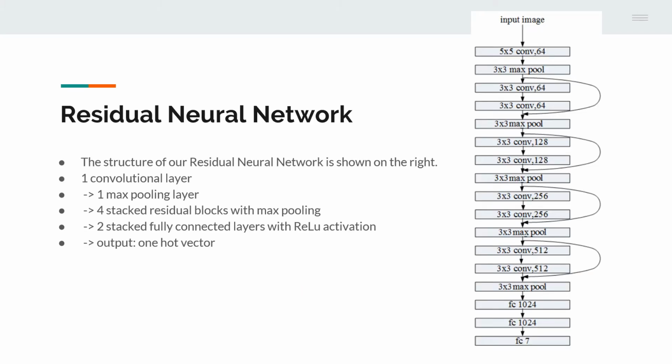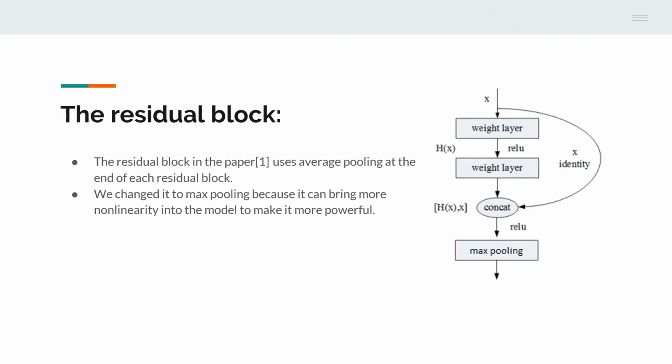The residual neural network we use is proposed by a paper, and we have the reference to this paper at the end of the presentation. It has a convolutional layer at the beginning, followed by a max pooling layer. Then it has 4 residual blocks with max pooling, followed by 2 fully connected layers with ReLU activation. At the end, it outputs a one-hot vector. Originally, the residual block in the paper uses average pooling at the end of the residual block. We changed it to max pooling because it can bring more nonlinearity into the model to make it more powerful.